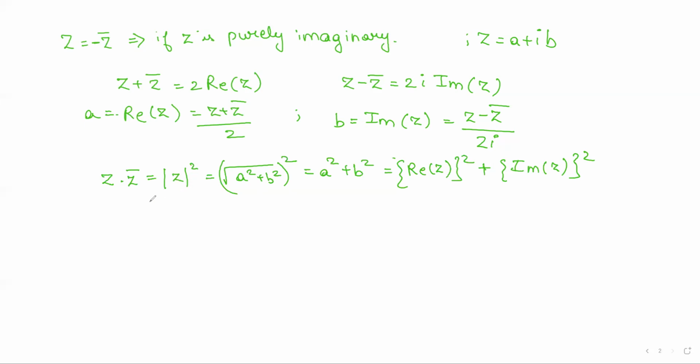Now, if z is a function of z1, where both z and z1 are complex numbers, then z conjugate will be a function of z1 conjugate. z plus z conjugate, this value we have already proven is equal to twice the real part of z. This value will always be less than or equal to 2 times modulus of z. 2 multiplied by mod z.